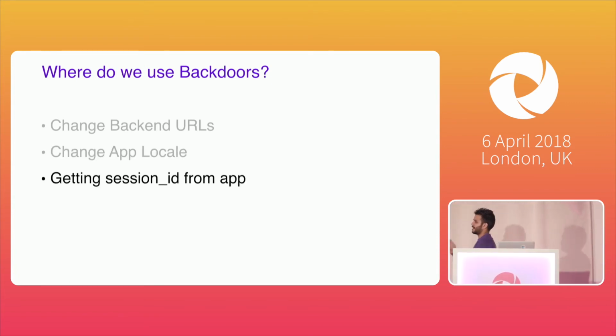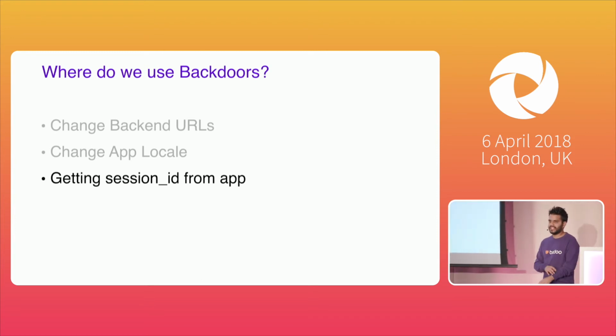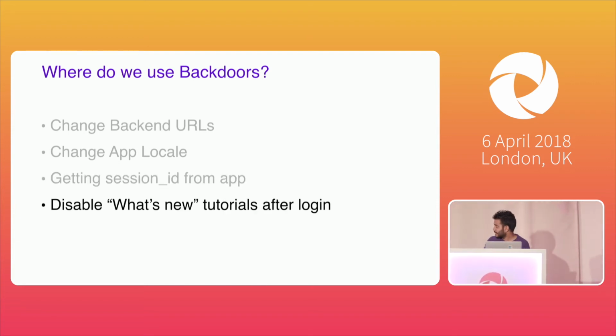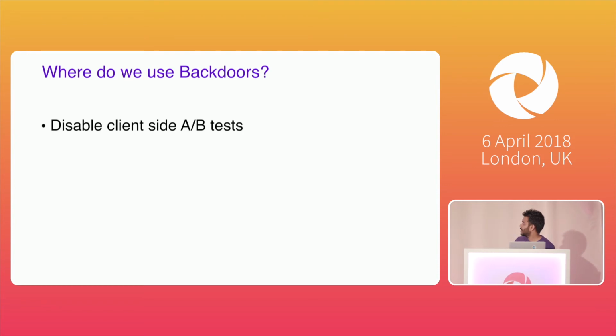Getting some things back from the application. For example, many of you might have something like CAPTCHA in your login forms, right? In our case, during our automation, we want to disable that CAPTCHA. And to disable that CAPTCHA, we need to tell our server, hey, disable the CAPTCHA for this particular session ID. And we get that session ID back from the app using a backdoor. And as I spoke of earlier, we completely disable what's new using backdoors.